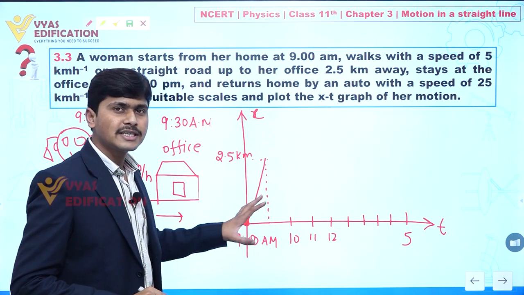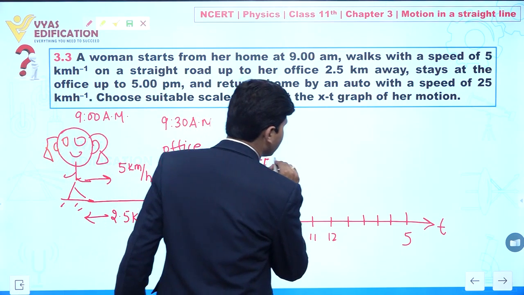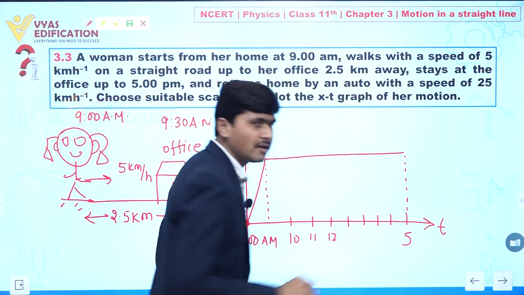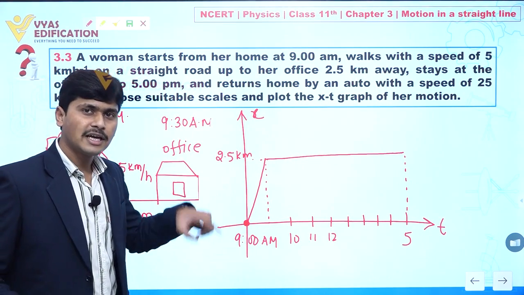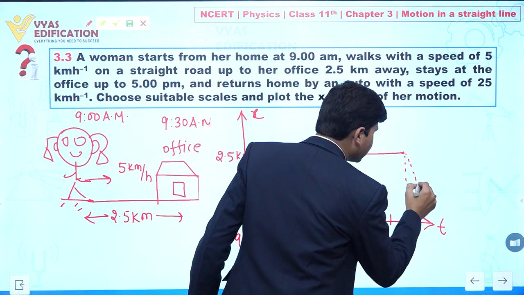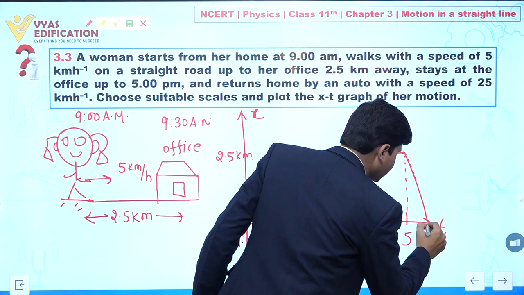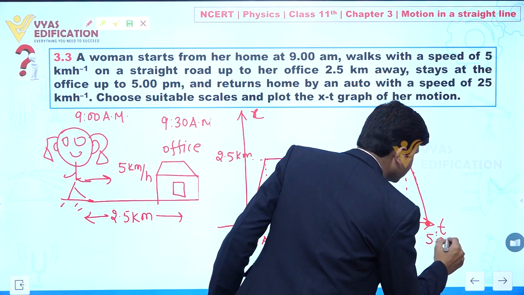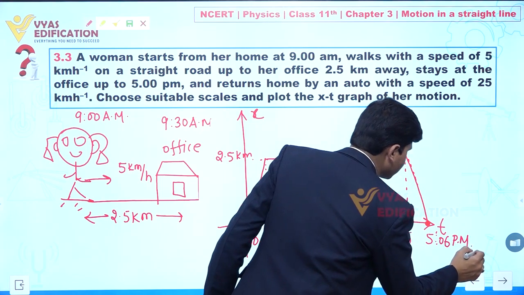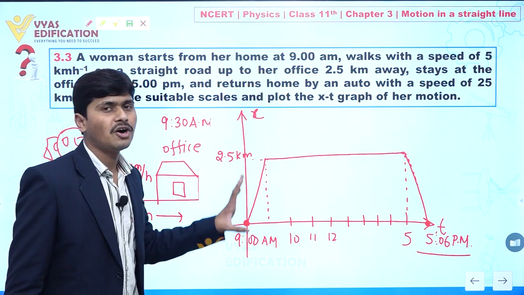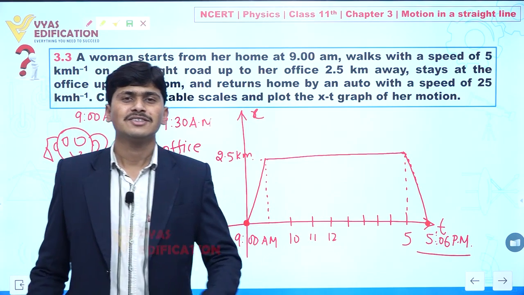She stays up to 5 pm, which means her position is not changing with time up to 5 pm. After that she returns home with an auto, so the distance again decreases. So this graph will go like this, and here we will find 5, and about 6 pm. So like this we get the x-t graph for the motion of the lady. Clear to everyone? So this is the solution.